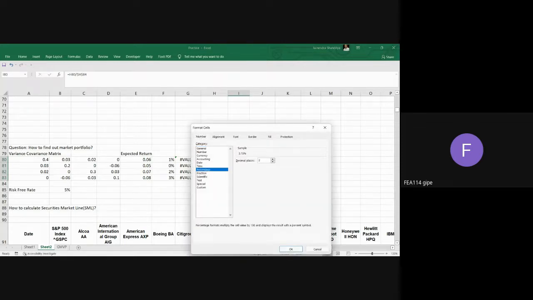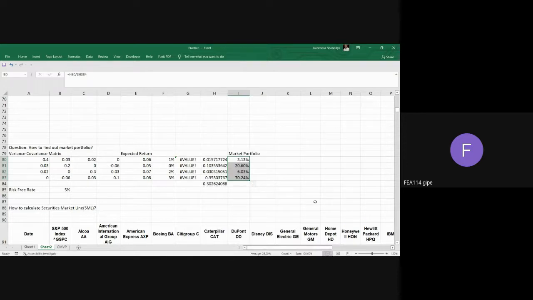So the market portfolio is 3%, you can make it a percentage also if you want. 3.13% of stock 1, 20% stock 2, a little over 6% of stock 3, and a very high percentage of stock 4 or stock D. So this is how you get the market portfolio. If you combine your risk-free rate with the market portfolio, you are on the capital market line, which is what the capital market line tells you: any combination of the risk-free rate and market portfolio gives you the highest risk-adjusted return.